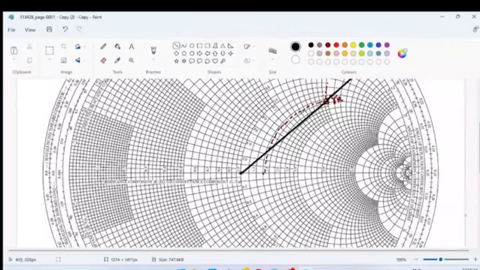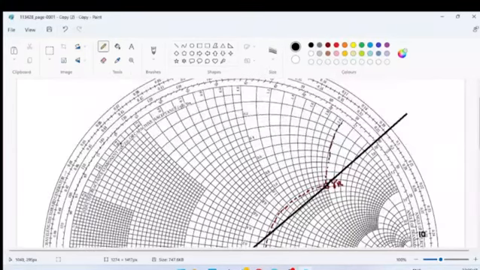Then you have to look at the angle of reflection coefficient scale. The value is 0, 10, 20, 30, 40, like this. So here the angle is 40 degrees. From this we can understand that the reflection coefficient magnitude is 0.65 and the angle is 40 degrees. So now we found the reflection coefficient.